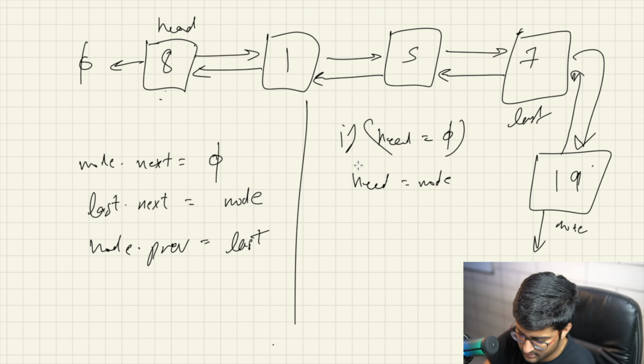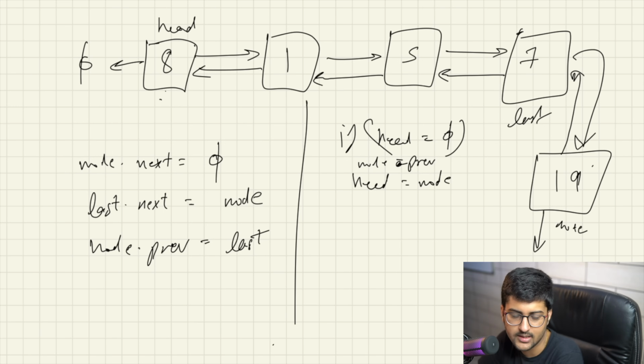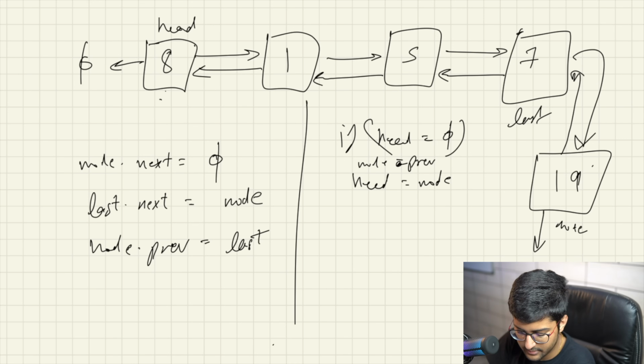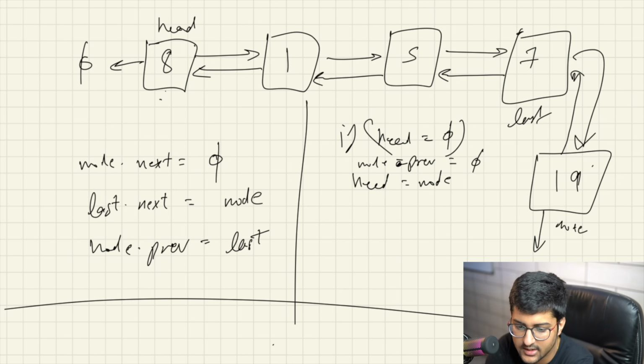And the previous of this node, node dot previous. What is the previous of head? When we talk about it in a doubly linked list, previous of head is what? Null. That is it. Is there any difficulty over here? Is this anything different than what we have already covered in linked list? No. You will see the use cases when we actually do questions. This is actually nothing.